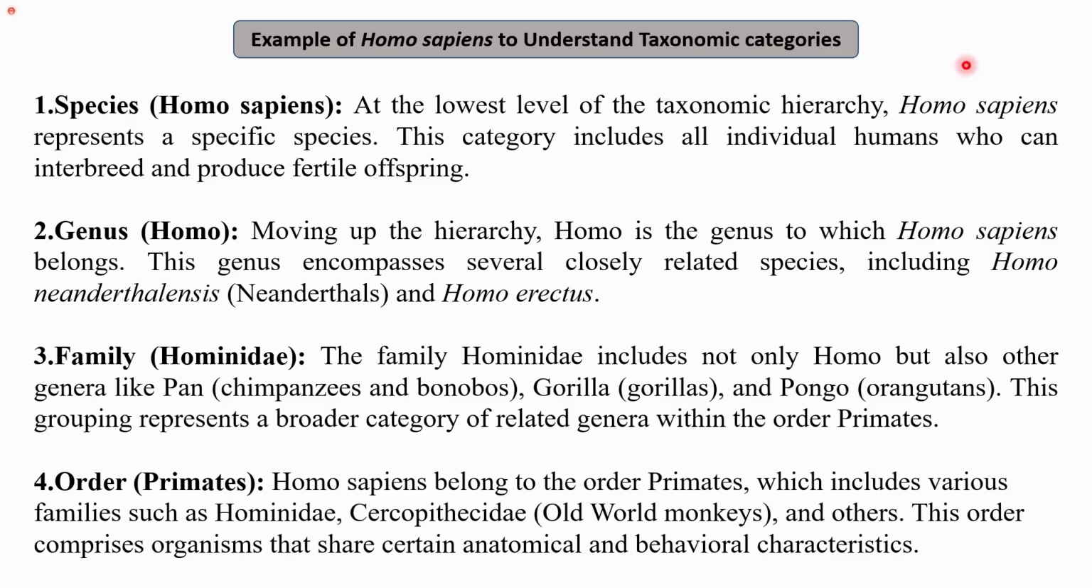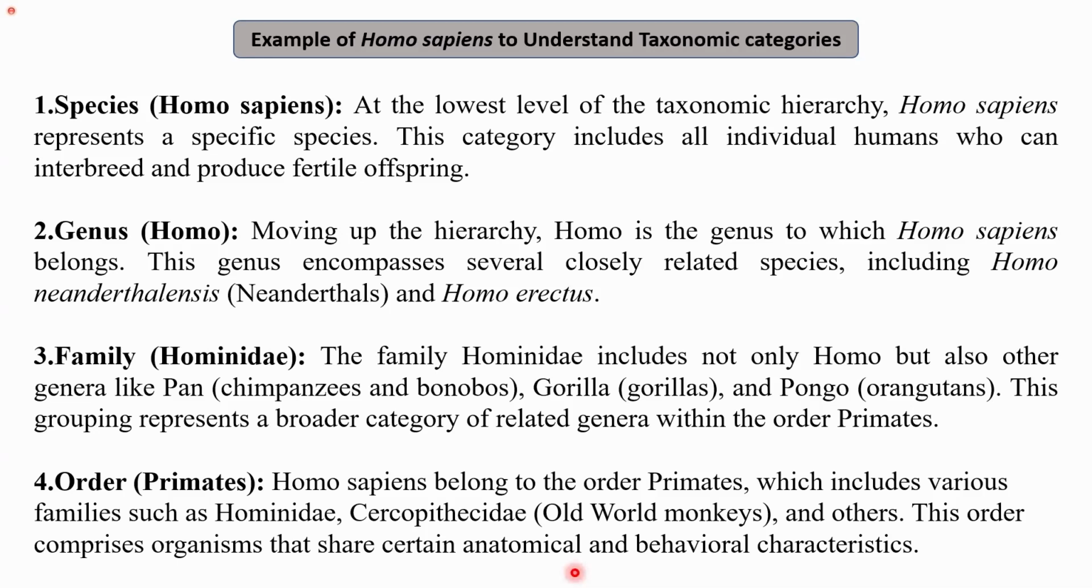Now all these Homo genus belong to the family Hominidae. The family Hominidae also includes not only Homo but also other genera like Pan, that includes chimpanzees and others, Pongo and Gorilla. This group represents a broader category of related genera within the order Primates. So the order Primates includes not only the Hominidae but other animals, like those that belong to Cercopithecidae, that is Old World monkeys, and others. This order comprises organisms that share certain anatomical and behavioral characteristics.